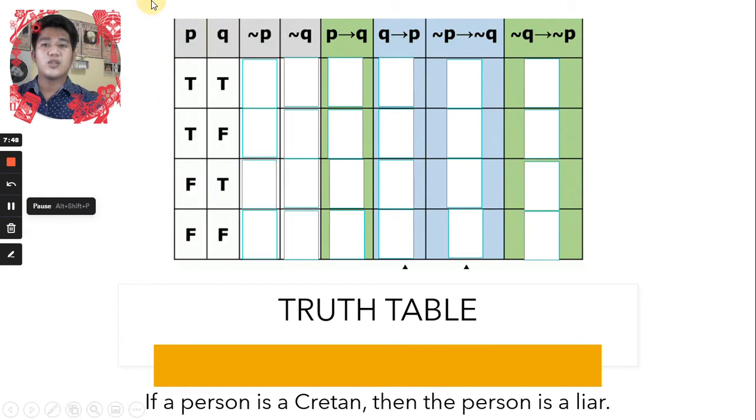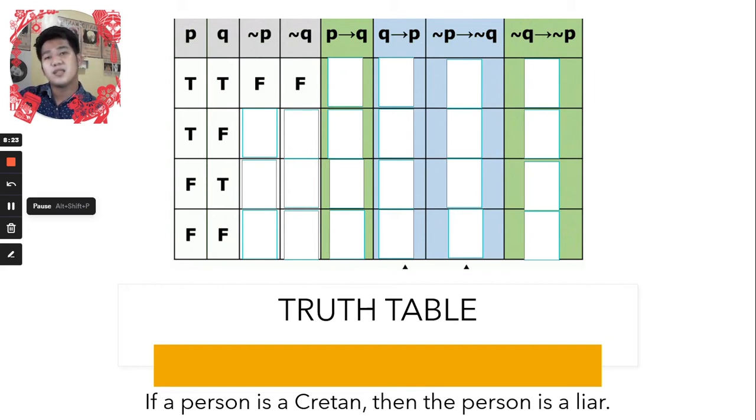What will be the negation of the first hypothesis in the first column? A person is a Cretan. Then its negation is a person is not a Cretan. Then it will be false according to the statement. A person is not a Cretan, but the statement said that a person is a Cretan, so it is false. How about the conclusion? That is false. Okay?